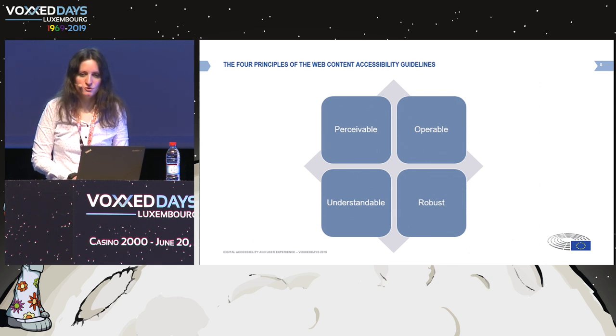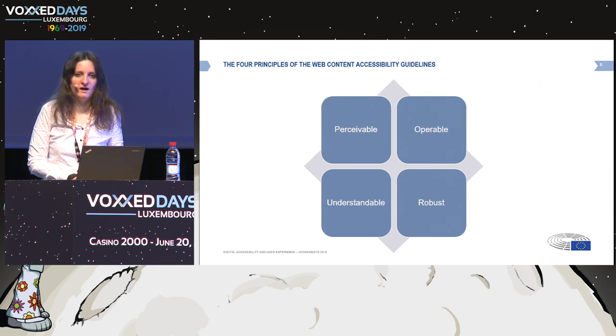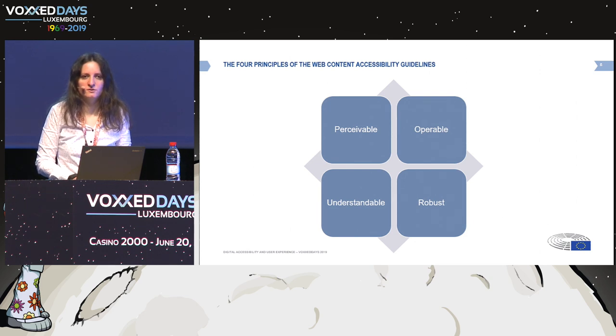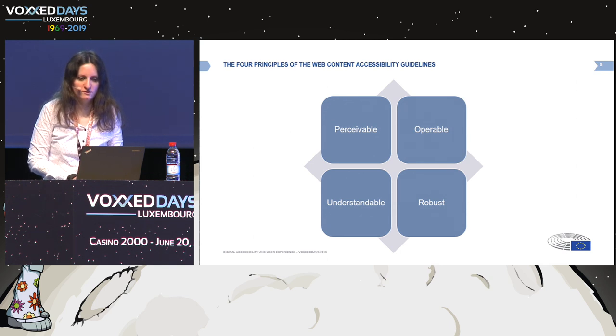Operability ensures that the content can be accessed by different input devices. I should be able to access the content in the same way with a keyboard as with a mouse or on a touch screen. It should also be available to persons with disabilities.